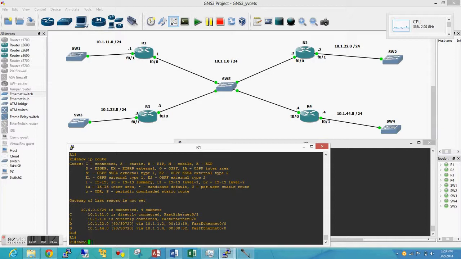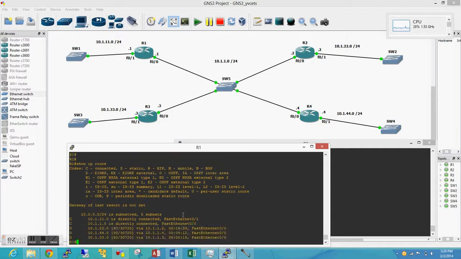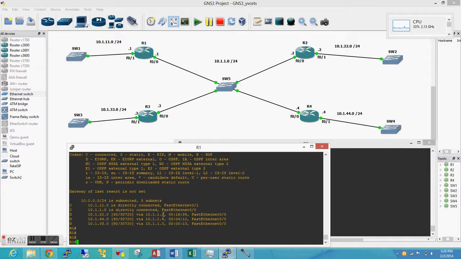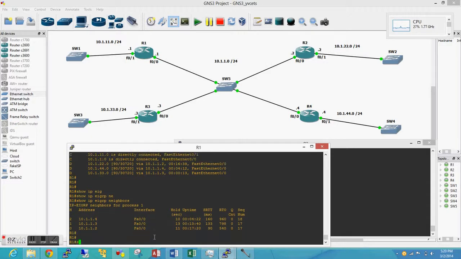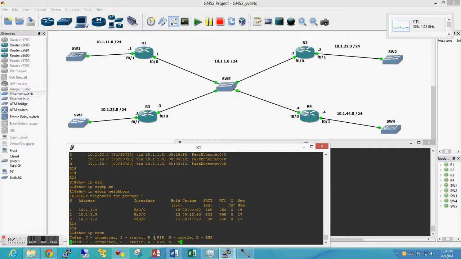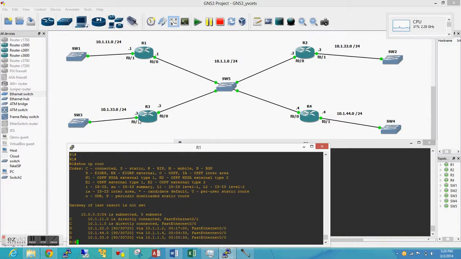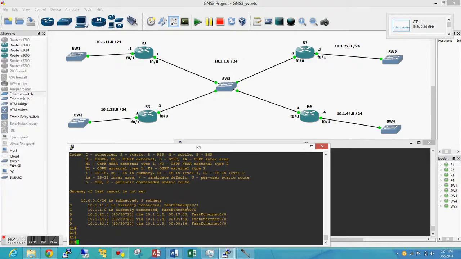As you can see, this is what we had a minute ago. Let's do a show ip route. And we're running smoothly now, folks. Show ip eigrp neighbors. So not only do we have all 3 other routers as neighbors, but we also now have all 5 subnets in our routing table. So we're good. We can communicate with the whole damn network.